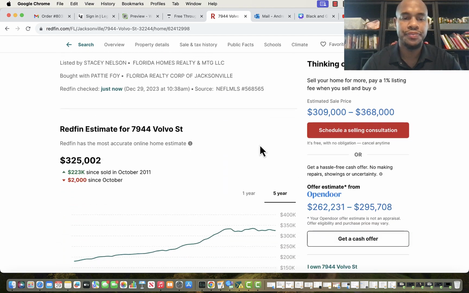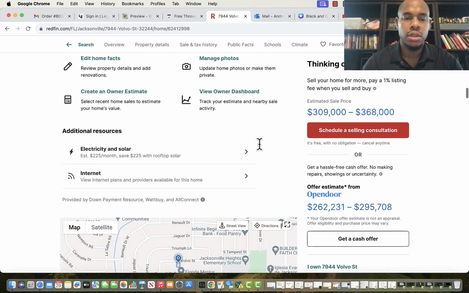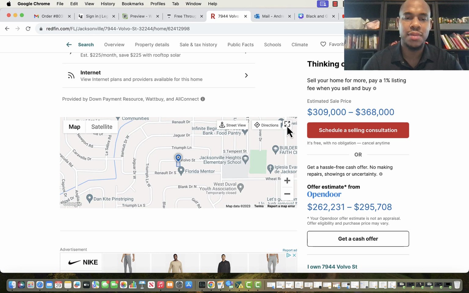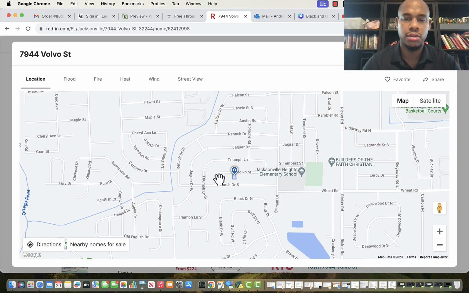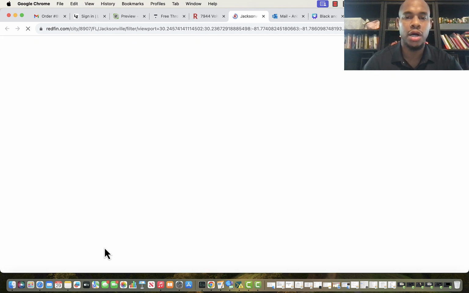We scroll down to the map. We expand this map. First thing I see is there's our subject property, right? Then look what's around it. What does that look like to you? Let's map the nearby homes for sale.